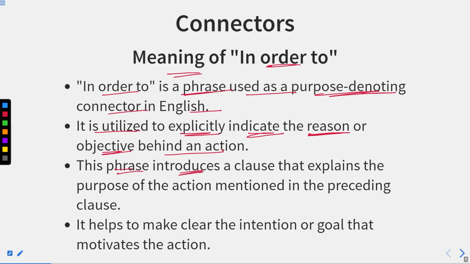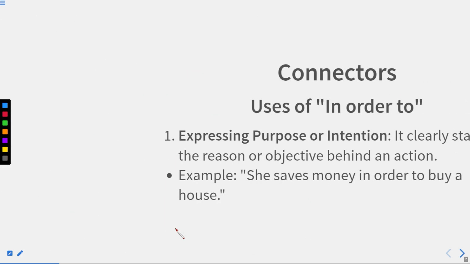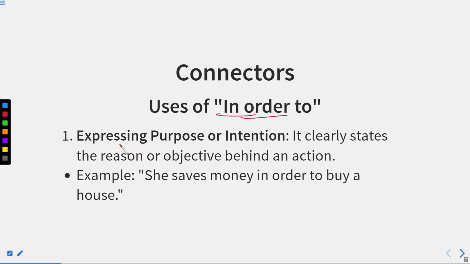Now, this phrase introduces a clause that explains the purpose of the action mentioned in the preceding clause. It helps to make clear the intention or goal that motivates the action. Uses of in order to: expressing purpose or intention. It clearly states the reason or objective behind an action. For example, she saves money in order to buy a house. Now, what was her purpose to save money? In order to buy a house.